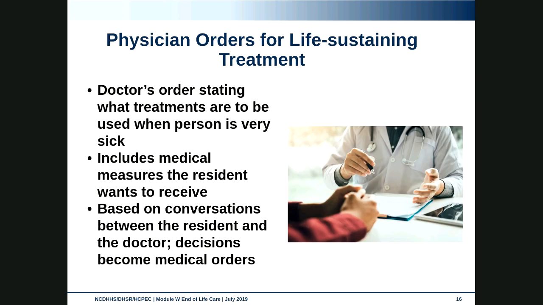Physician orders for life-sustaining treatments. These are doctor's orders stating what treatments are to be used when a person is sick. They include medical measures the resident wants to receive and those to be withheld, like I was talking about, tubes or IV fluids. They're based on conversations between the resident and the doctors that follow the resident's beliefs, goals, what the diagnosis is, what the prognosis of the diagnosis is, and what all the options are. So, of course, what are the benefits and the detriments of each type of option? And then these decisions become part of the medical order.